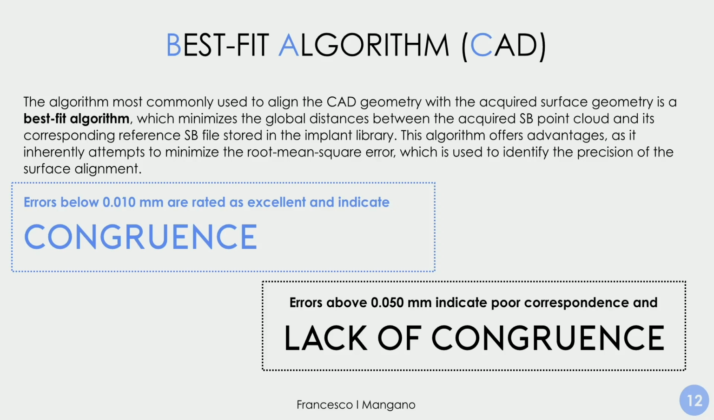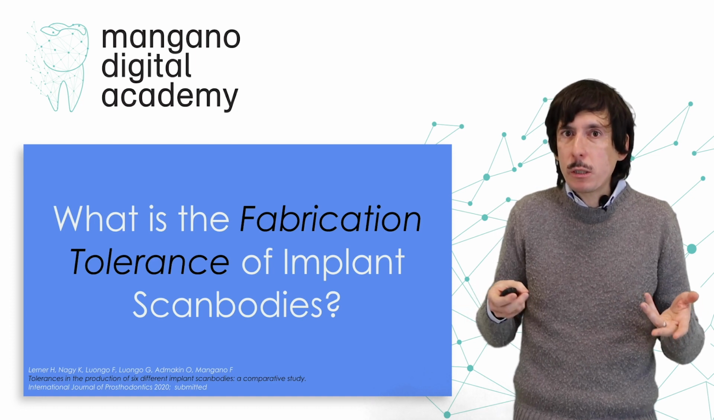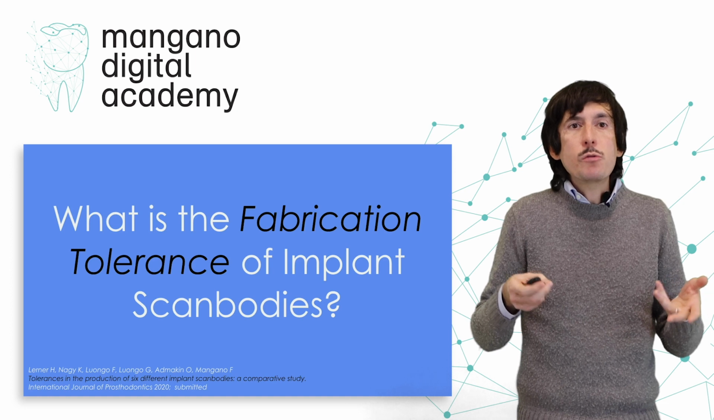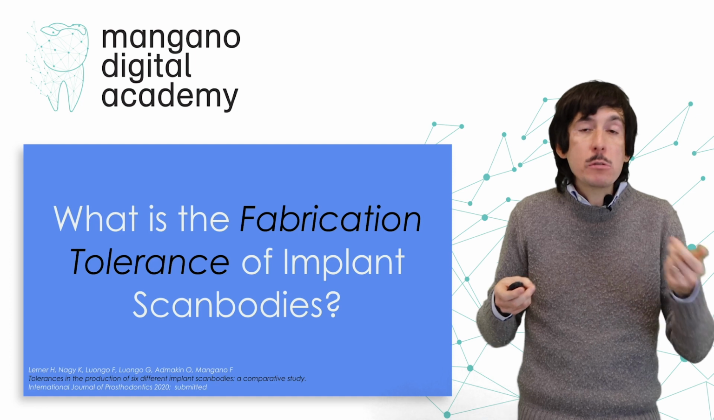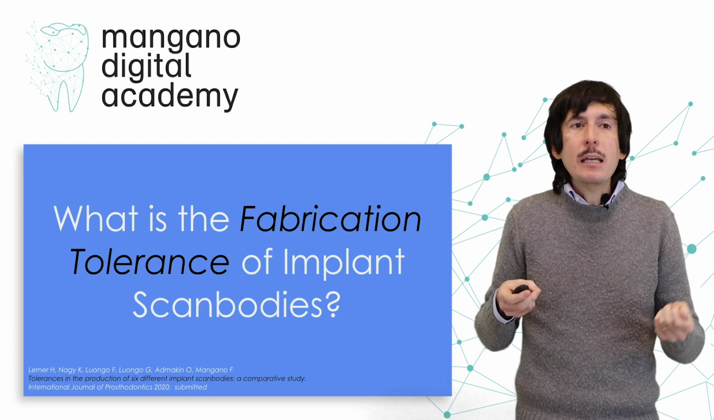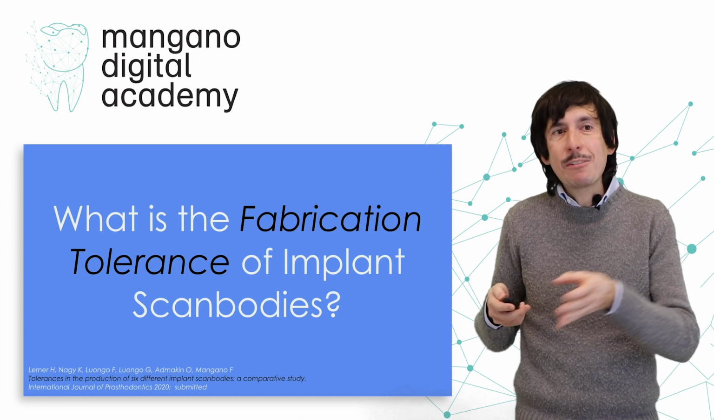But with a lack of congruence, if we have an error above 50 micron per scan body, then we cannot have adequate passive fitting, we cannot have an adequate absence of marginal gap. We have troubles, and usually the structure doesn't sit properly. So it is very important. And this congruence depends on the scan body, because as you can imagine, if the scan body is not fabricated very well, there's an error in the fabrication. We buy the scan body, we don't see this error, but in the end these mistakes create an issue in the final result. So the workflow is affected by this issue.